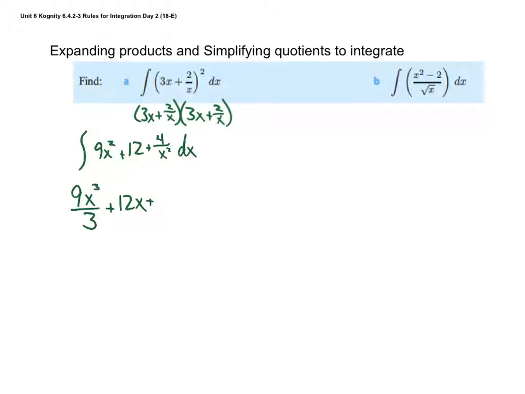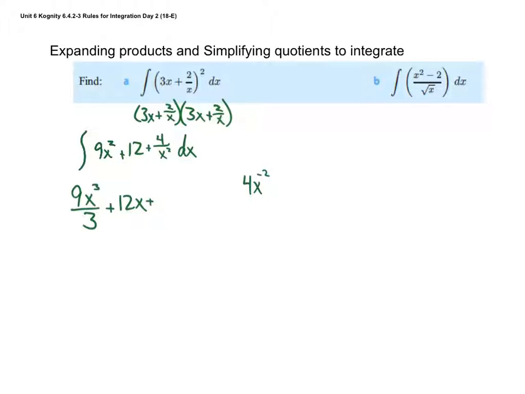It's just the reverse derivative. So you just have to add c. The c goes in at the end. Now, 4 over x squared, let's think about this one. This is the same thing as 4 times 1 over x squared, or 4x to the negative 2, right? So it would have to be negative.